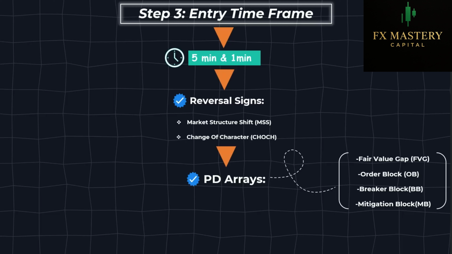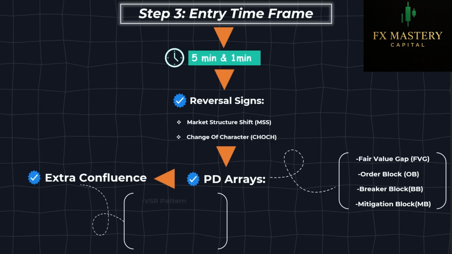And finally, after identifying the PD array on the entry time frame, we can use it to open a position and execute our order. Additionally, the entry time frames can be used to add extra confluence and confirmation to our trading setup, helping to increase its probability of success. You can also strengthen your setup by looking for VSR patterns or using tools like the volume profile or the fixed range volume indicator on the entry time frame.